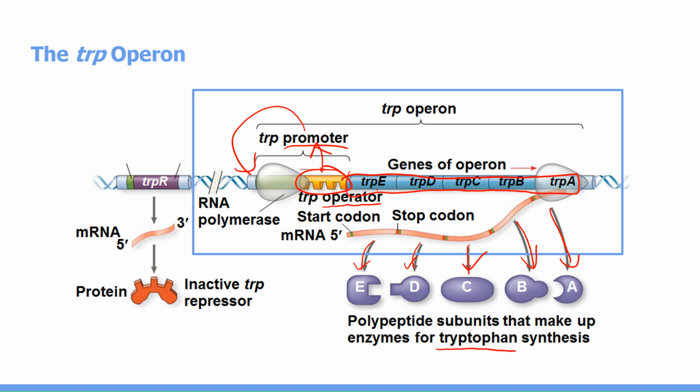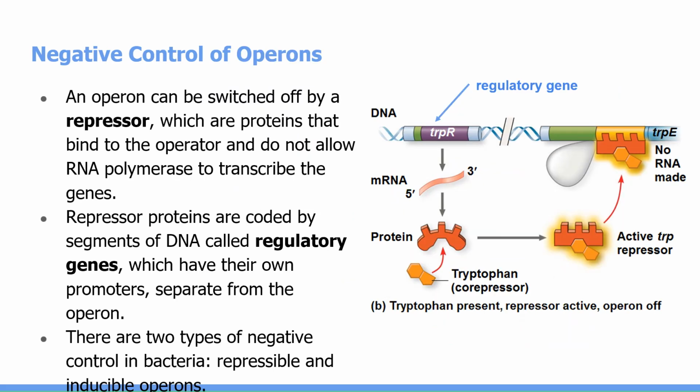So again, this part, the operon, is three parts: operator, the on or off switch, then the promoter where the RNA polymerase binds, and then the genes. Again, it's a single mRNA that produces many different proteins, as you guys can see. There you go. So we have the negative control of operons.